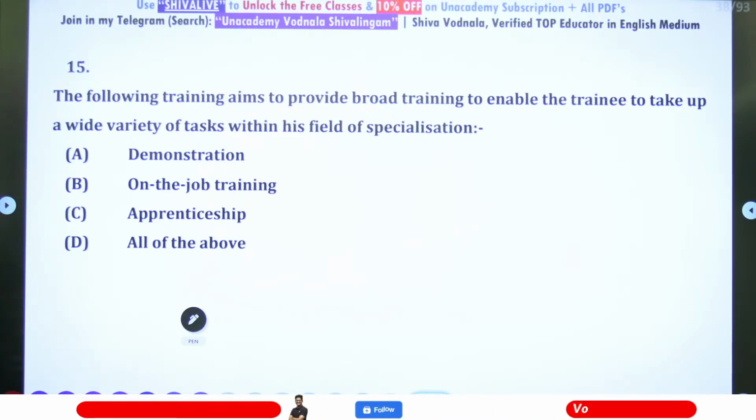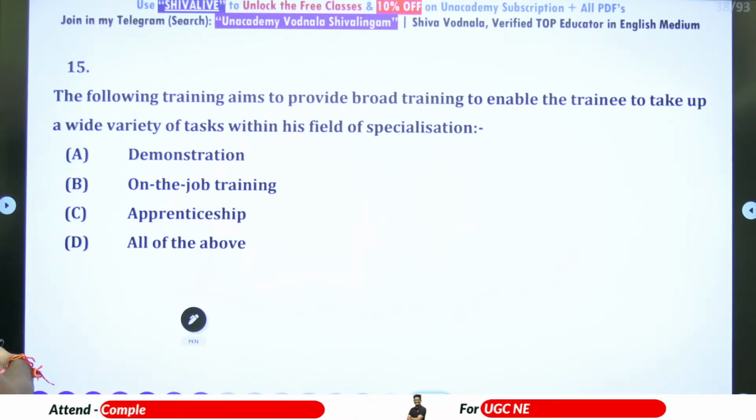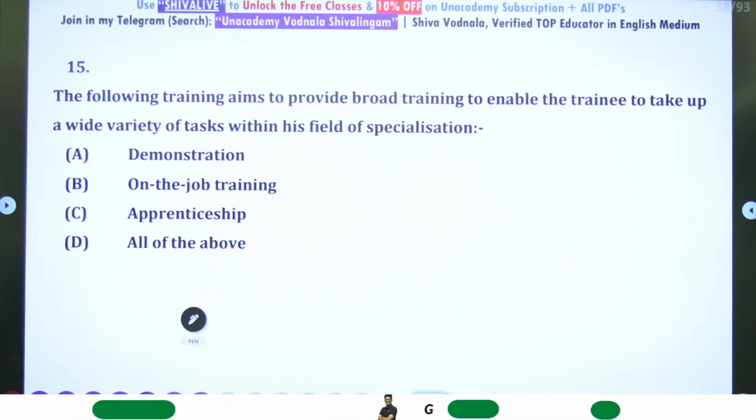The following training aims to provide broad training to enable the trainee to take up a wide variety of tasks within his field of specialization. Demonstration, on the job training, apprenticeship, as well as all of the above.